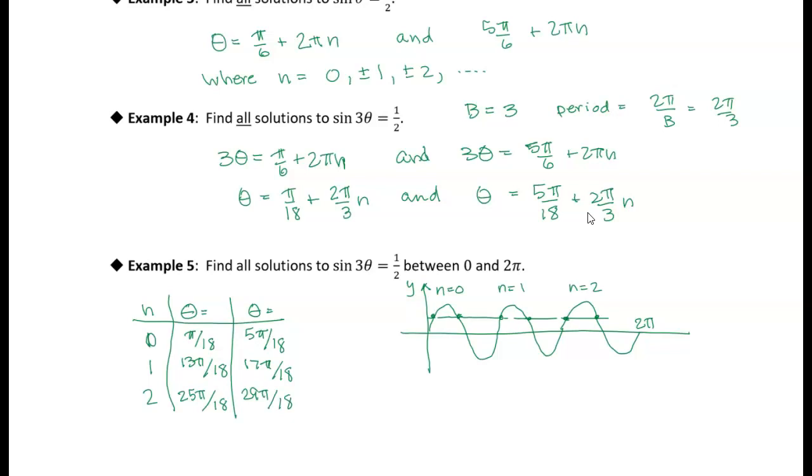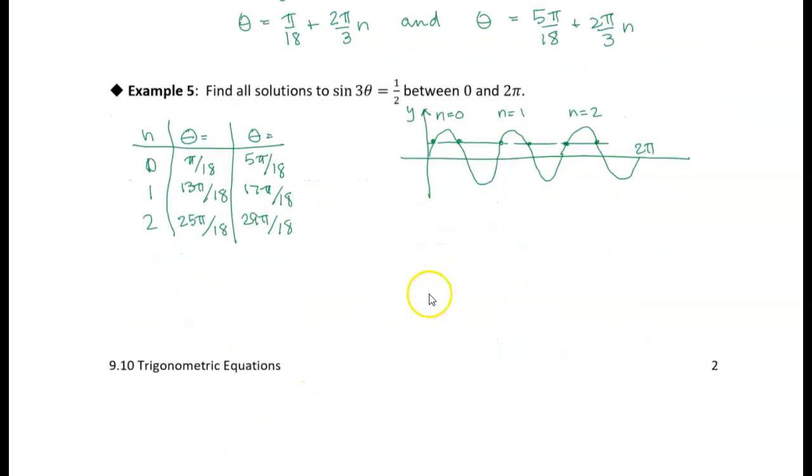So that's my answer right there. I put it in table form just to make it a little easier, but that is the solution. All 6 of those angles satisfy that equation between 0 and 2 pi. Okay, so you can tell already this is going to be a long one because I've got another page here. All right, so let's keep going here.